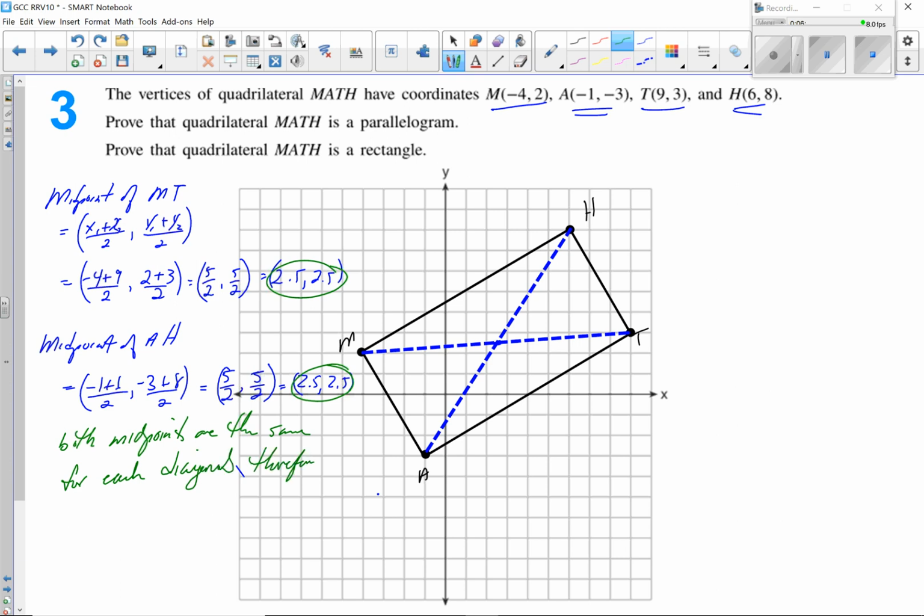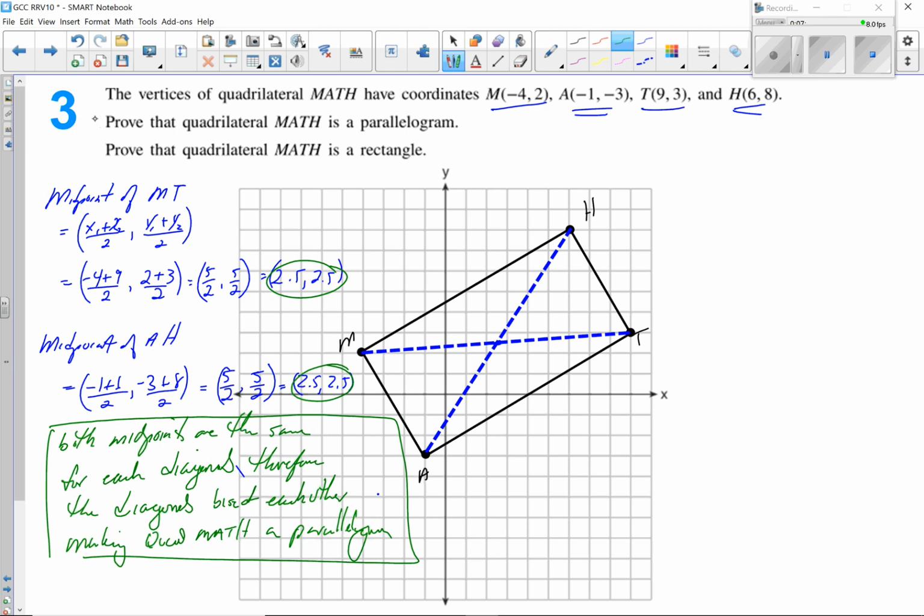Therefore, the diagonals bisect each other, making quadrilateral MATH a parallelogram. And that's basically our first part. In this case here, I'll just call it part A.